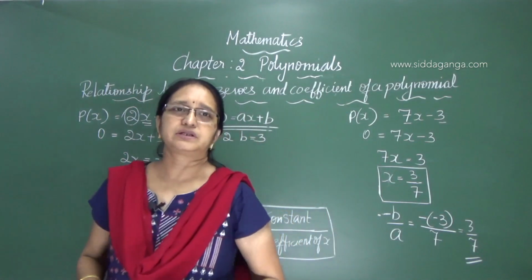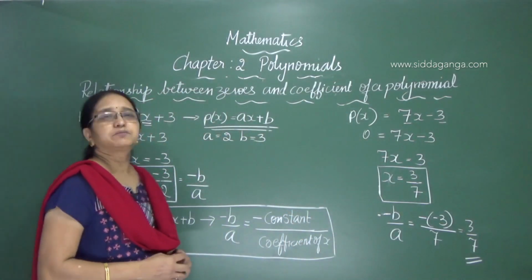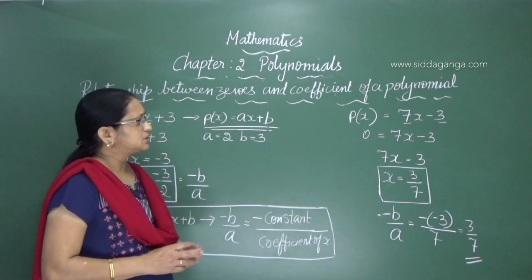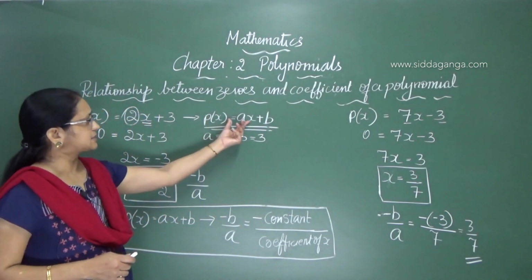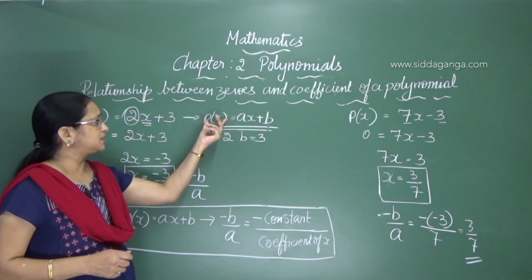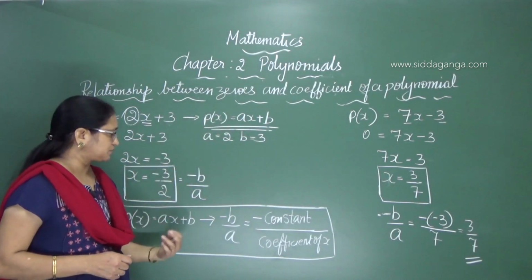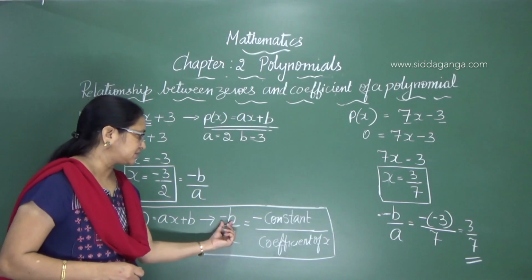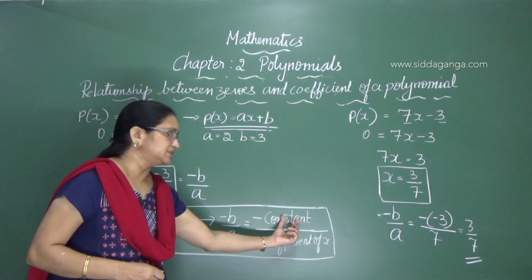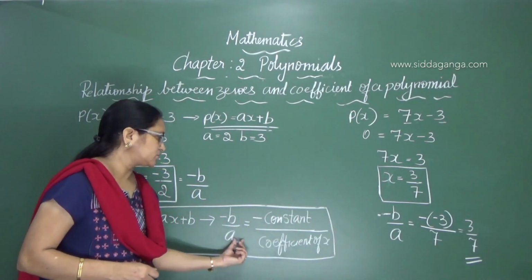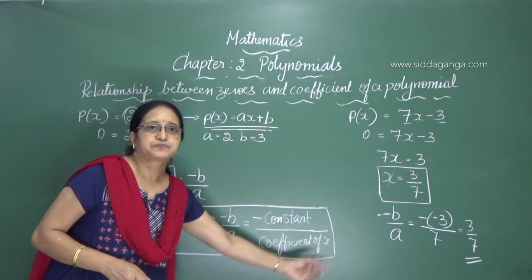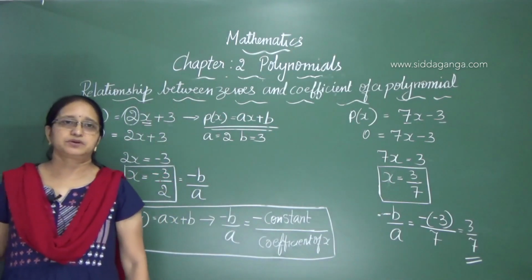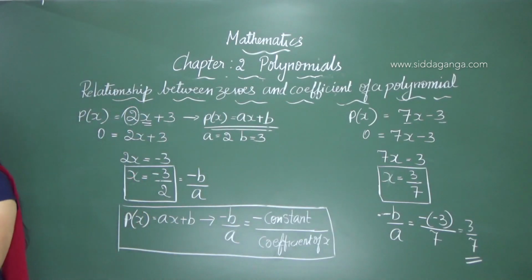Now we'll see how we can do this for the quadratic polynomial. In the general form, ax plus b is the linear polynomial, and to get the zero of the polynomial directly we can write minus b by a. Minus b is nothing but minus the constant term divided by the coefficient of x. Now we will move on to the quadratic polynomial. I will take one example from your NCERT textbook.